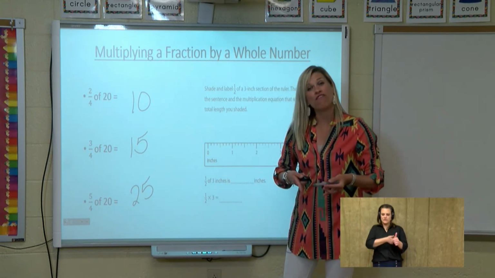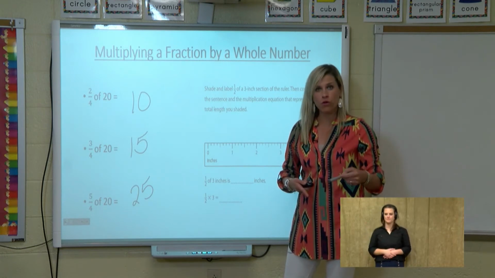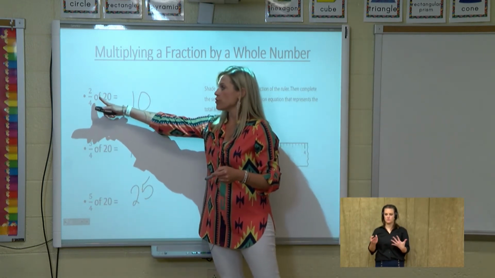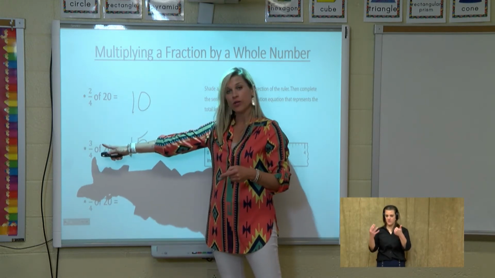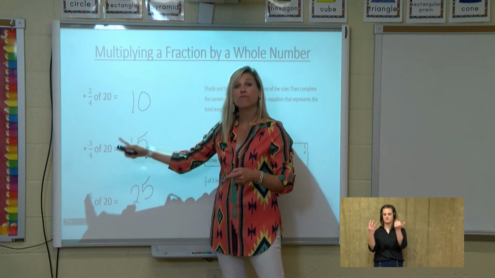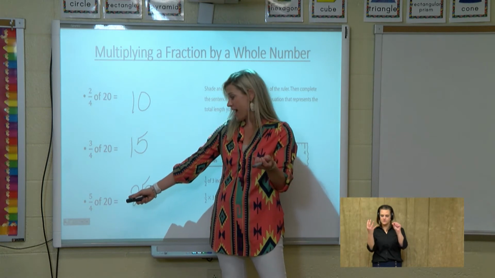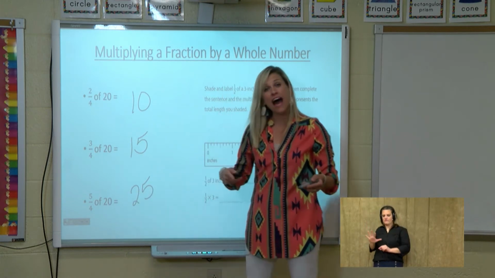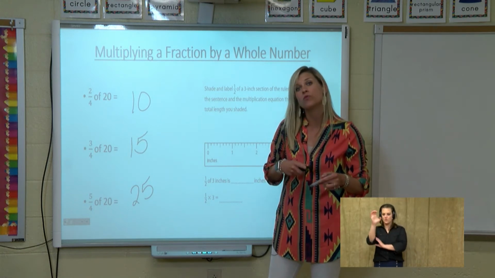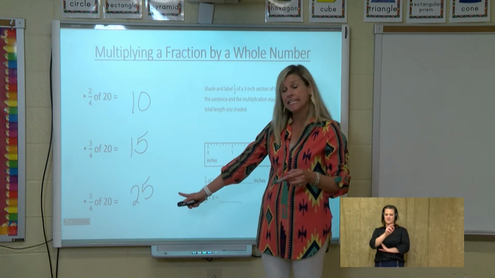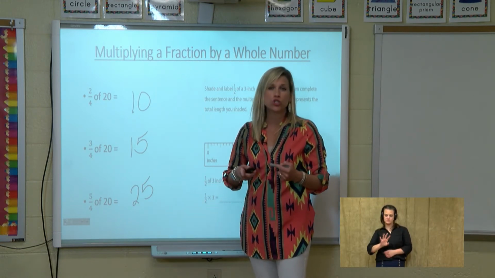Each group of fourths goes up by 5. So one group of 4 was 5. 2 groups was 10. 3 groups was 15. 4 groups was 20. 5 groups of the 5 would be 25. So 5/4 is more than 1 whole. So we would benchmark that our number would be more than 20, and it is. 5/4 of 20 is actually 25.